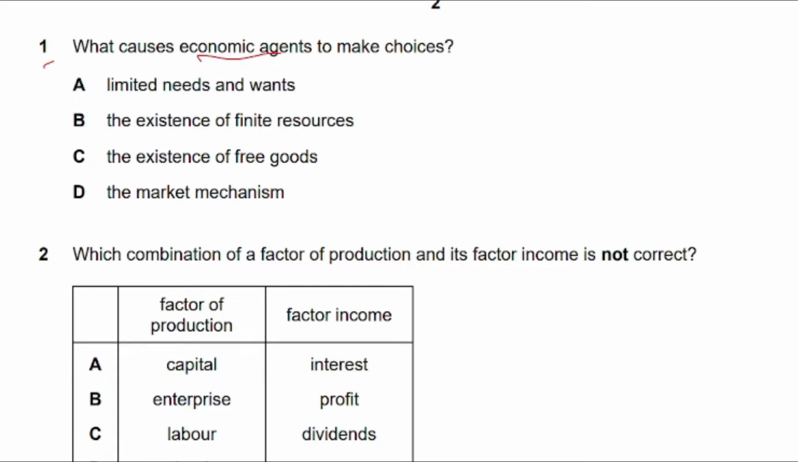So question number 1 is, what causes economic agents to make choices? Economic agents mean consumer, producer or government. They make choices because of the existence of finite resources. Resources are limited. That's why as a consumer we cannot purchase everything, as a producer we cannot produce everything. So we have to make choices. So B is the correct answer.